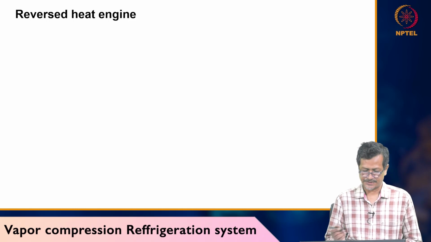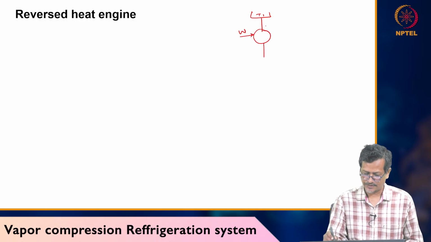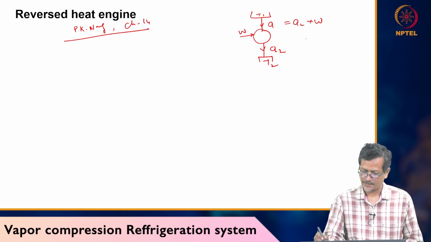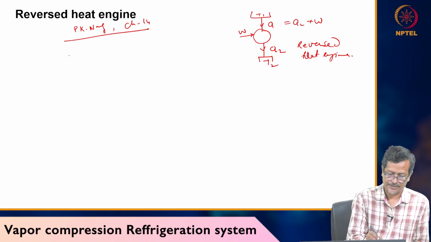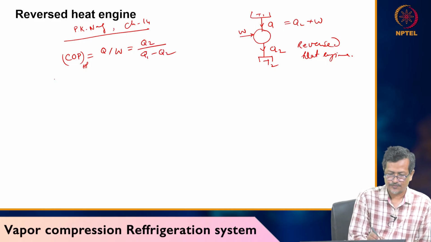So let's go to the basics of thermodynamics. Reversed heat engine. We have temperature T1, we have W, we have Q1 coming, Q2 plus W, and this is Q2, and it is going to T2. This section is taken from your PK Nag book, chapter 14 I think, you can go through this one. So this is the reversed heat engine. So COP: Q1 by W equals Q2 by Q1 minus Q2. COP means coefficient of performance.